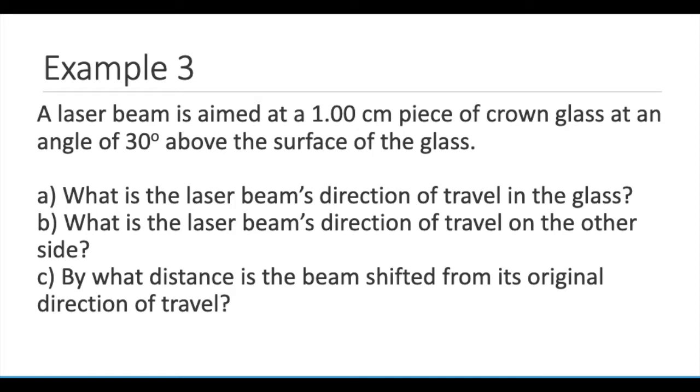Example 3: a laser beam is aimed at a 1 centimeter piece of crown glass at an angle of 30 degrees above the surface of the glass. The index in the glass is 1.52. A, what is the laser beam's direction of travel in the glass? B, what is the laser beam's direction of travel on the other side? And C, by what distance is the beam shifted from its original direction of travel?